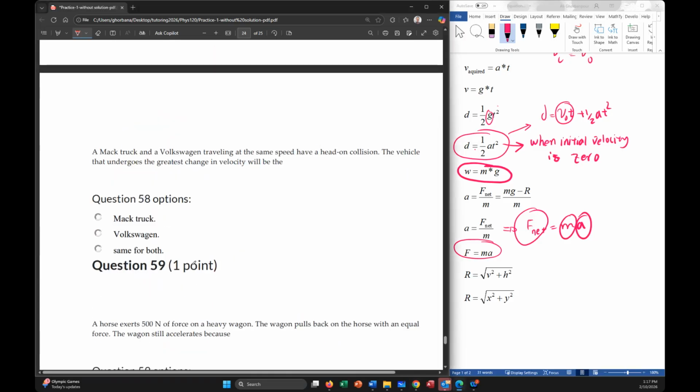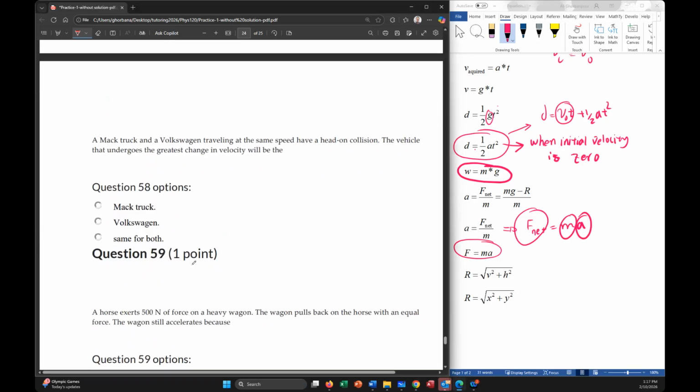60, it's 58. A truck and a Volkswagen traveling at the same speed have a head-on collision. The vehicle that undergoes the greatest change in velocity will be the Volkswagen. Why? Because it's smaller, so it's probably already going faster than the truck. Yeah, it's the greatest.